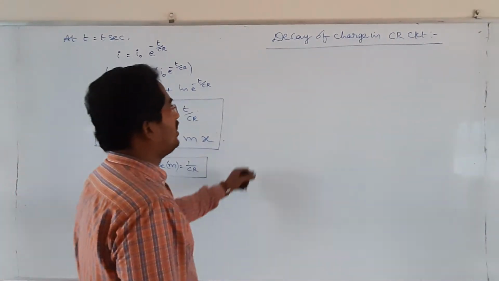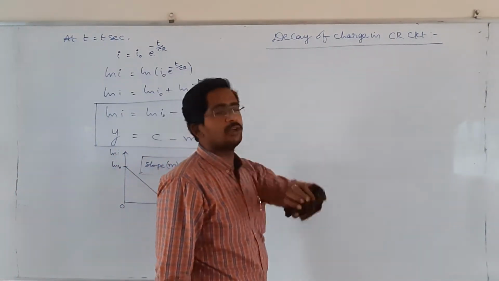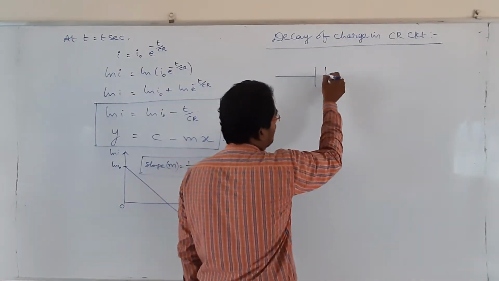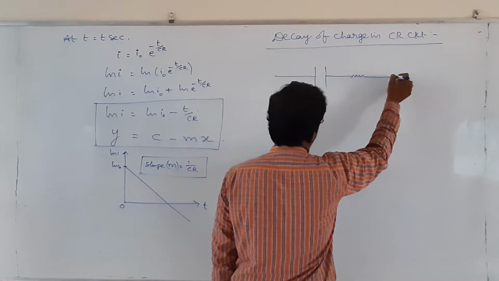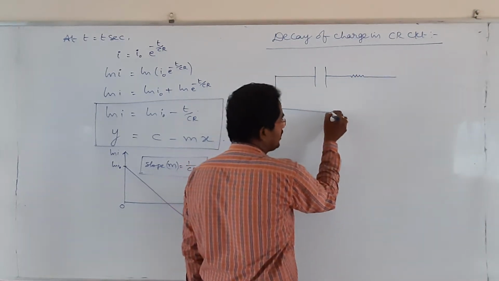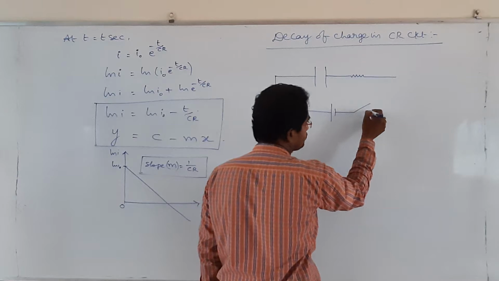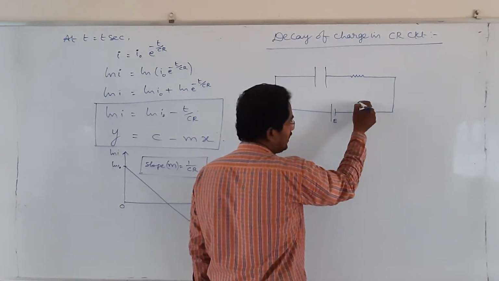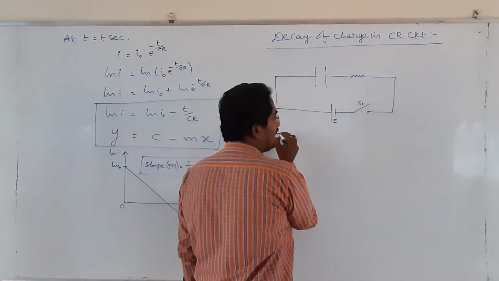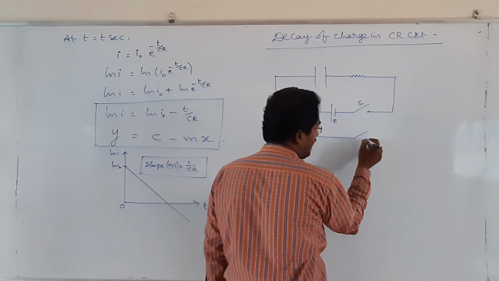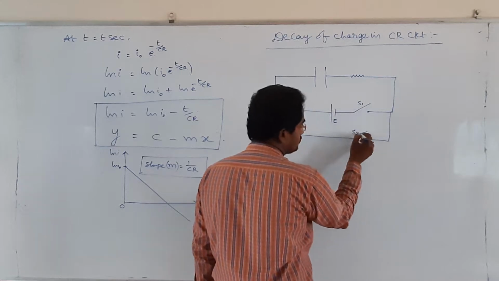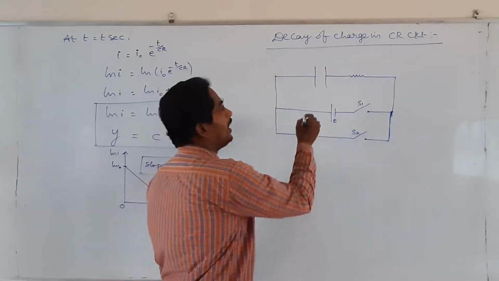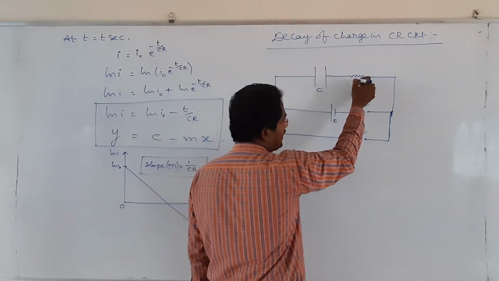So in this case of decay of charge in the CR circuit, a capacitor and a resistor are connected here. This was connected to a power source of EMF E, and switch S1, and it is connected to another switch in parallel, that is S2. What is the capacity C? What is the resistance R?